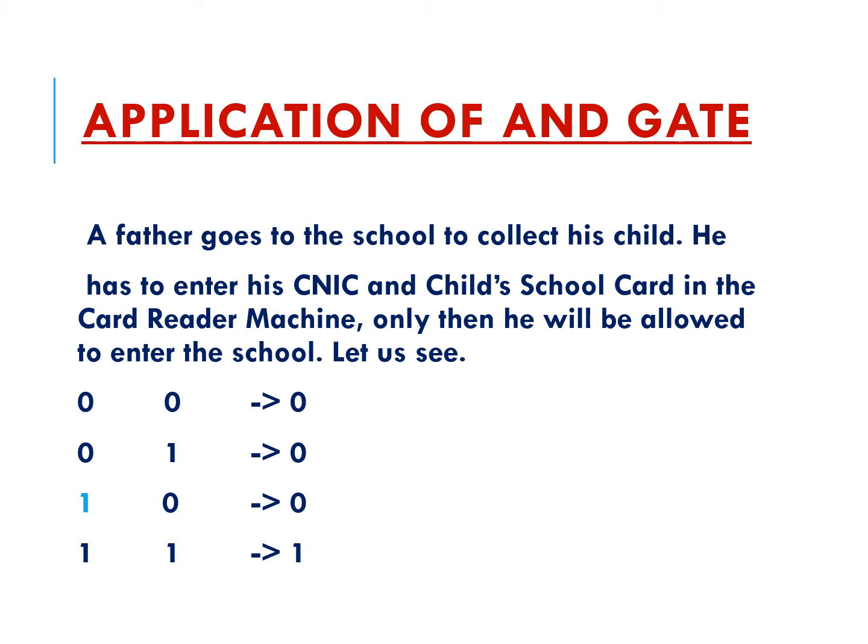Now 0 0, if he doesn't put anything, obviously the bar will be there. 0 1, it is 0. 1 0, it is 0. Now 1 1 is 1, that is when he enters both the CNIC and the child's school card in the card reader machine. Only then will the bar be lifted and he will be allowed to enter the school.